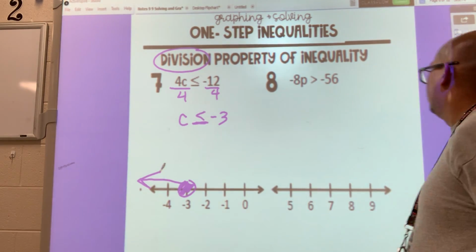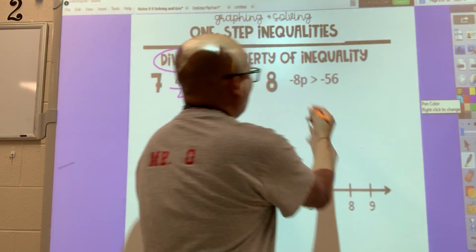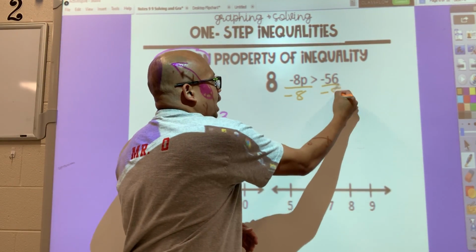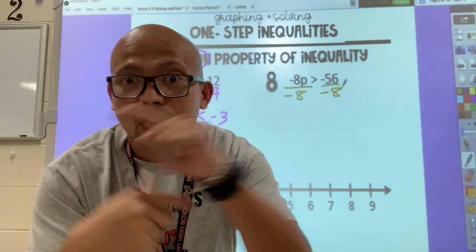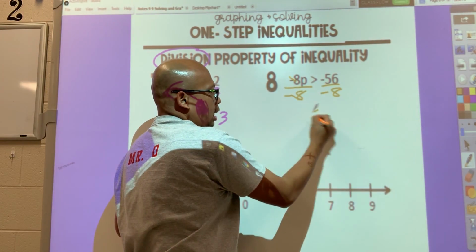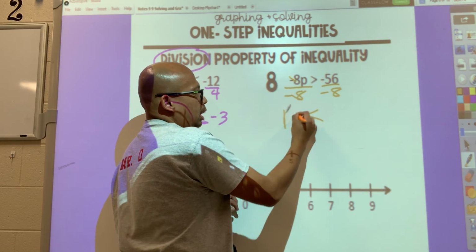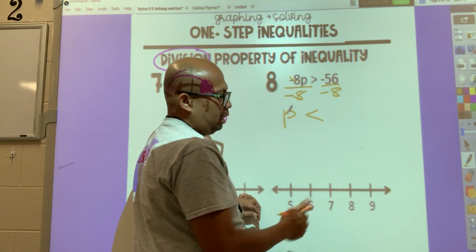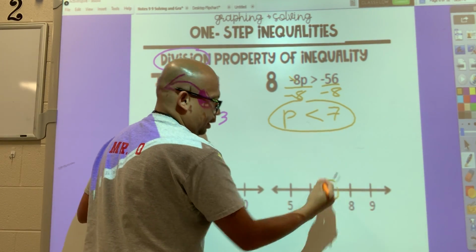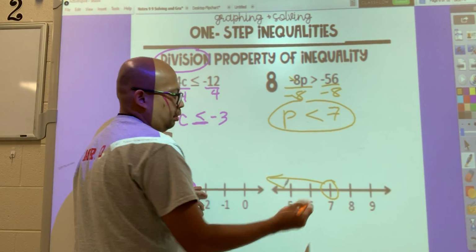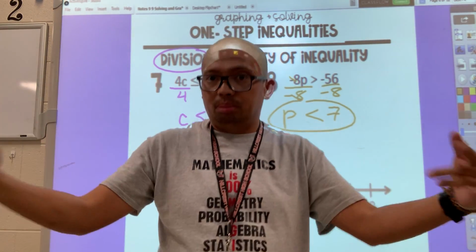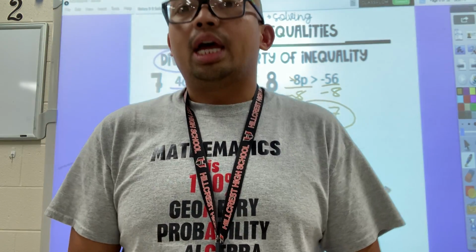Easy. Kaboom. And the next, here, we divide by a negative number. It's negative. So if it's negative, what do we do? Switch it. Flip it. So this one will be less than. Cancel the 8. P. What's negative 56 divided by negative 8? 7. So therefore, go to the 7. Point to the left. Open because there's no line. Very simple, right? Kaboom. I hope you learn and enjoy this video.